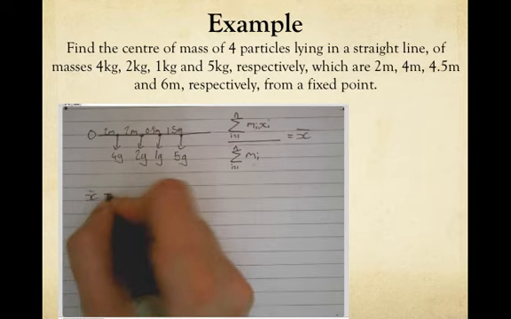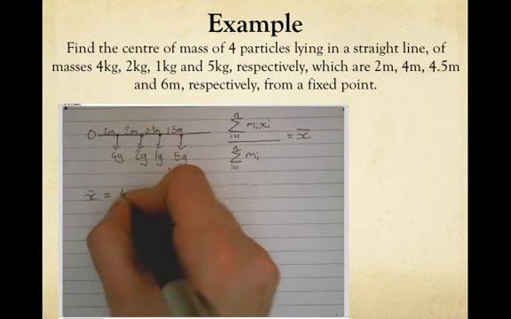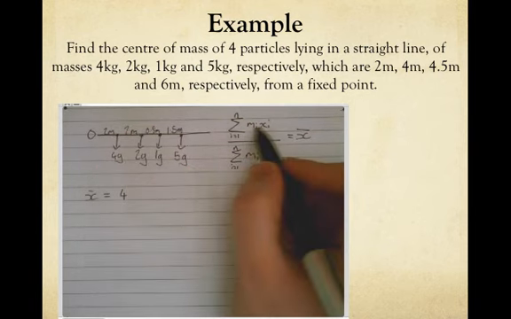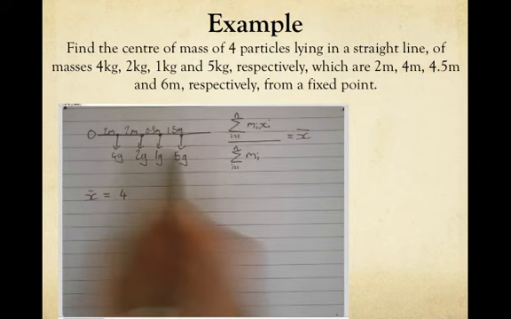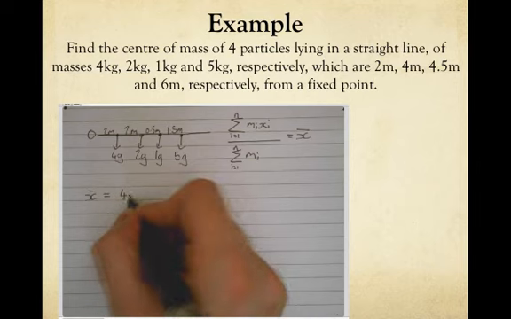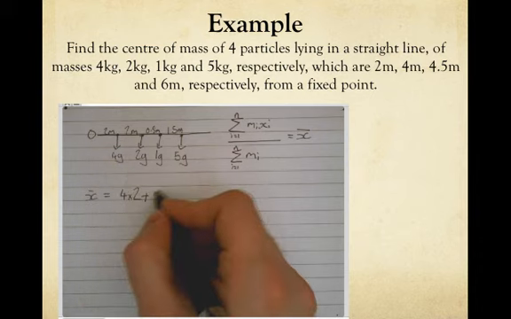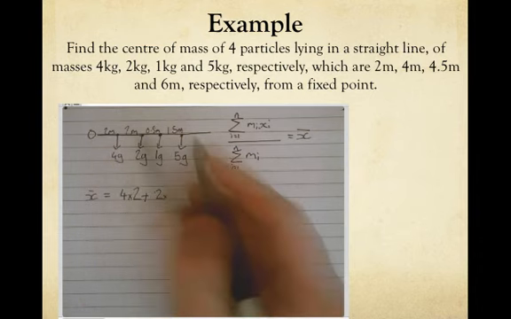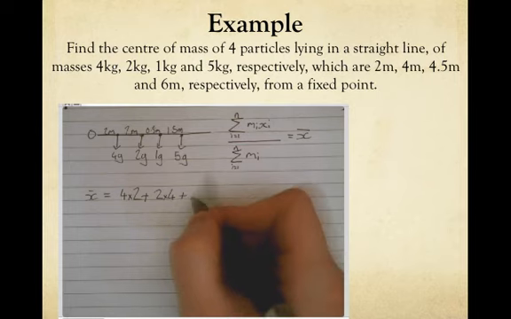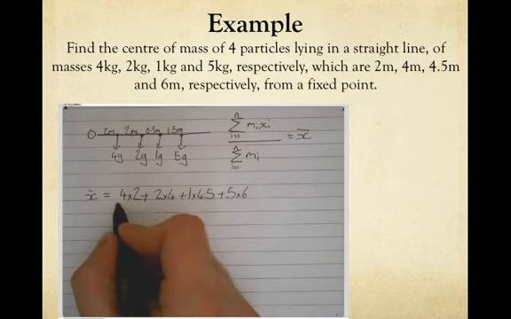x bar equals mixi. So let's do them in order. 4g, 4. We don't need the g because there's no g in here. I've put them on my diagram because it's a force diagram, but I don't actually need them in here. So it's 4 times 2 plus 2 times, don't forget the total distance now is 4, plus 1 times 4.5 plus 5 times 6. Now those distances can come straight out of the question.